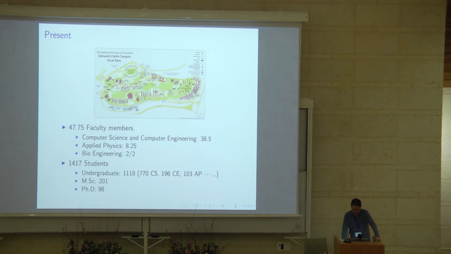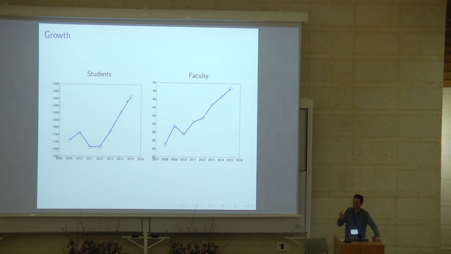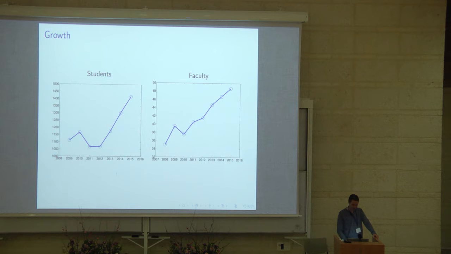I'll talk more about what the programs are that we offer. I think one take-home message that I hope you all take home is that we have incredible growth both in our students and our faculty members. This graph is the number of students in our school as a function of year. We had about 1,000 in 2000. We're at about 1,500 now, and all our models predict that we will continue to grow at approximately this rate in the next 2 or 3 years. So I wouldn't be surprised if we reach 1,700 undergrad students in 2 years.